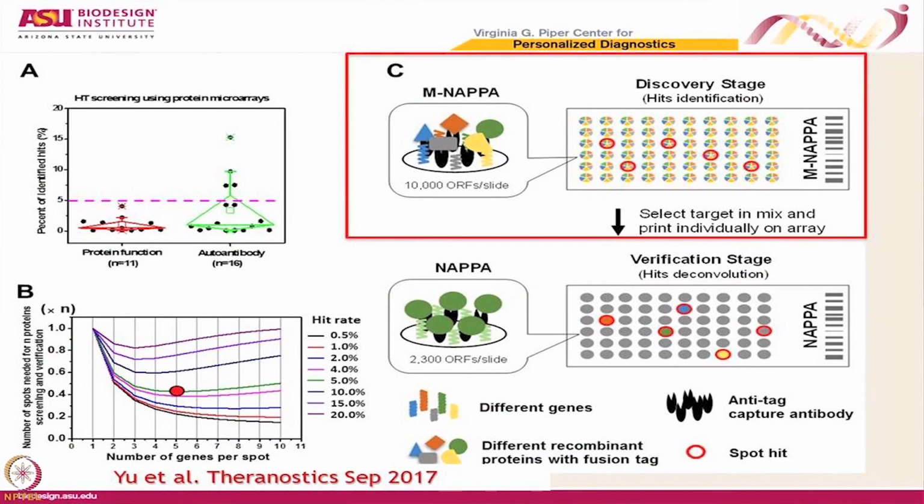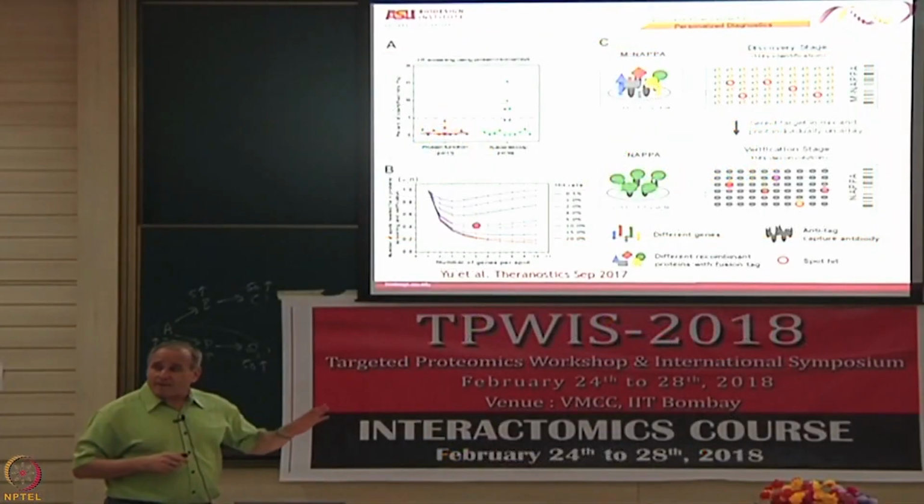And so the idea here then is you could take on a standard NAPPA now that has 2,300 spots, or, let's say for the sake of argument, we can do 2,500 spots, you could print the entire 10,000 open reading frames on one slide doing 5 proteins per spot. And that's what these different colors are meant to indicate, 5 different proteins per spot. Then you would screen that, and let's say you get these 5 hits, 1, 2, 3, 4, 5. You take each of these 5 hits, that's 25 possibilities.